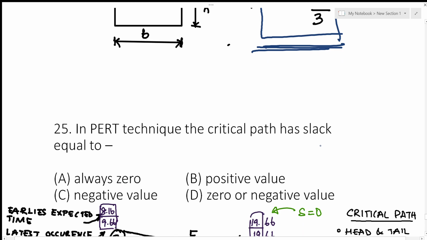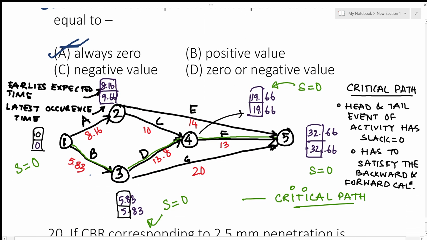The next question: in PERT technique, the critical path has slack equal to. The answer is always 0. This is just an example that I have given you. So in the top portion you see it is written like this: TE by TL for each event. So TE is the earliest expected time and TL is the latest occurrence time. Now you can see I have marked in green the critical path. 1, 3, 4, 5 is the critical path.